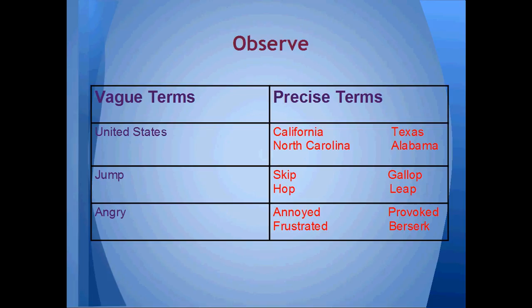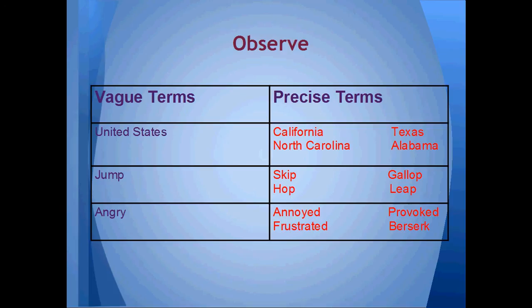Okay, now for jump, you have different ways to jump, like skipping, hopping, galloping, leaping. For angry, you have different ways to be angry. You have annoyed, provoked, frustrated, berserk. Now, I can't think of any more ways to make those types of jumping or being angry more specific, other than specifying the circumstances under which they happen, such as the time and date that you skipped, hopped, galloped, leaped, or were annoyed, provoked, frustrated, berserk, or the reasons why it happened.